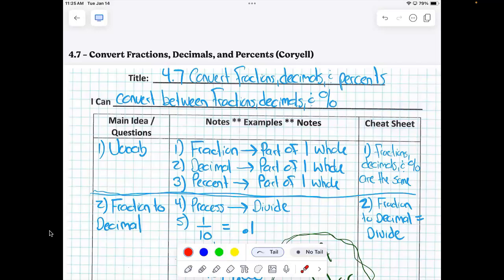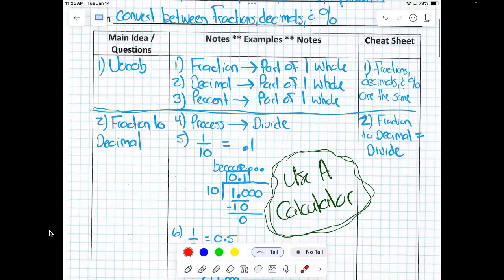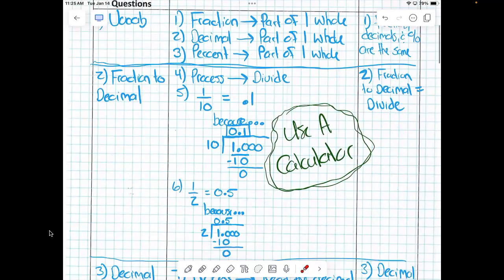Today we finished converting fractions, decimals, and percents, and hopefully all of this is things you can do because the test is in a couple days. All right, we know fractions, decimals, and percents are the same things. They're part of one whole. We're good there. What we are going to talk about is how each of these 6 conversions work.